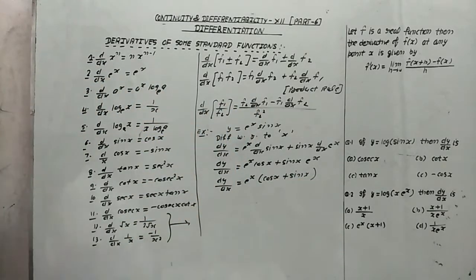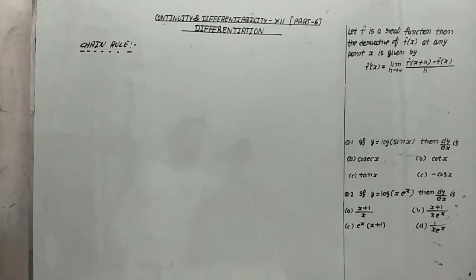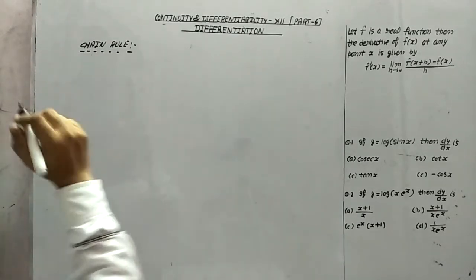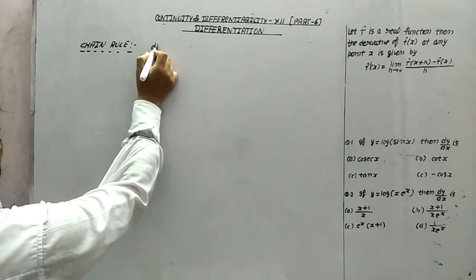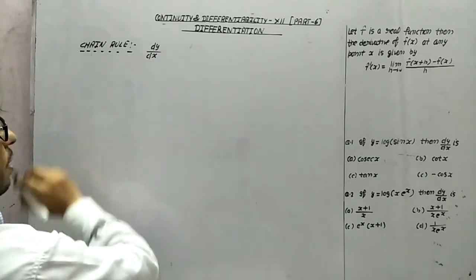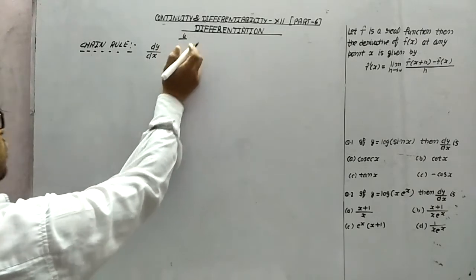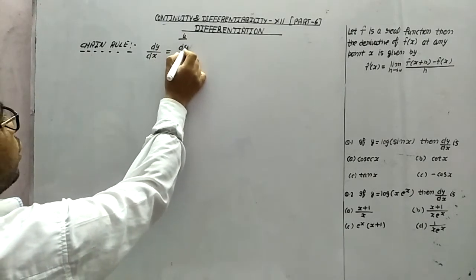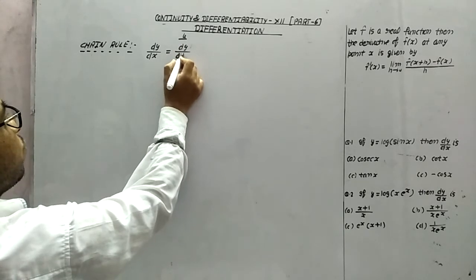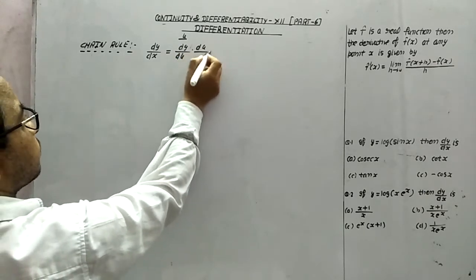Normally we did this type of question in 11th standard, but now we have to concentrate on another point that is known as the chain rule. Now let's start with the chain rule. Look at this thing. If we have to find out the derivative, that means dy by dx, and if we introduce a new function u, then according to the chain rule we have dy by du into du by dx.